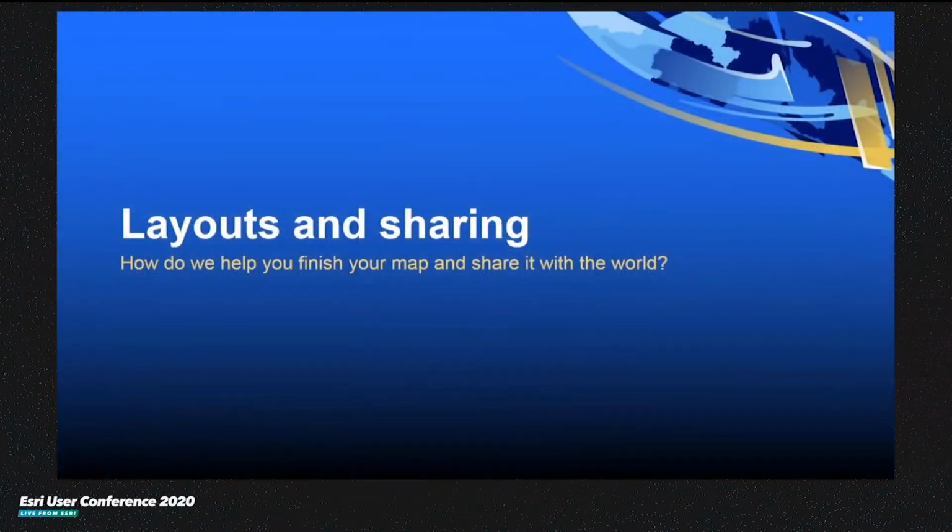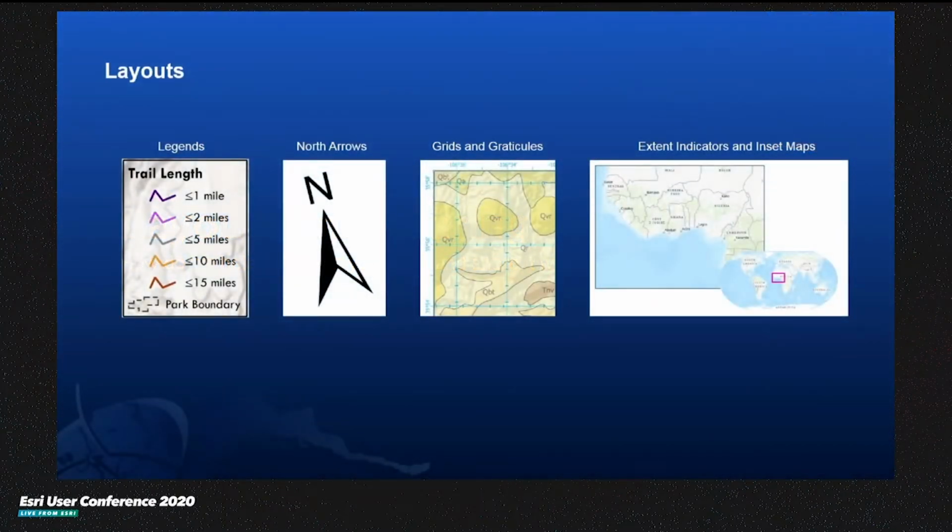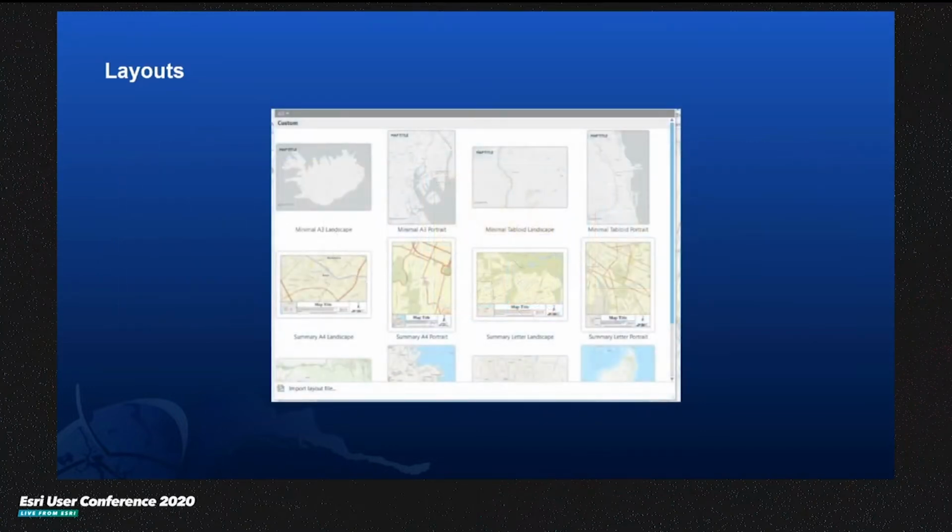Once you have your data symbolized and labeled, it's time to prepare and publish a layout. Layouts are where you add the map surrounds, legends, north arrows, grids and graticules, extent indicators, and so on. Now, that was a lot of things I just threw at you there, but Aubrey will show you how to assemble them into a finished map later.